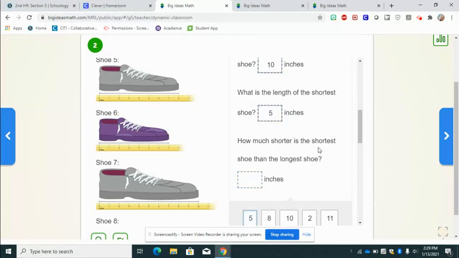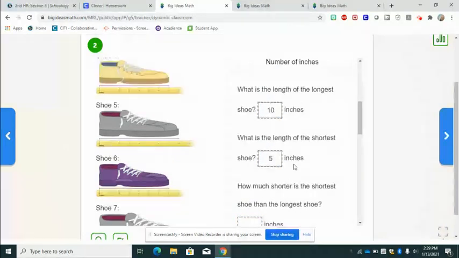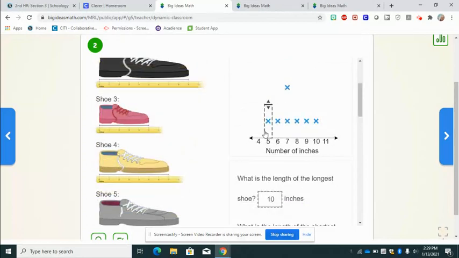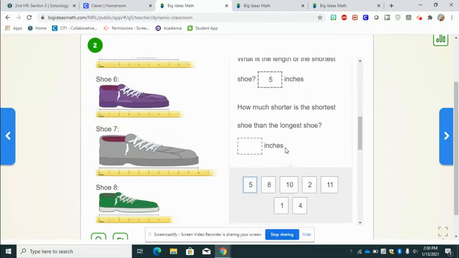How much shorter is the shortest shoe than the longest shoe? So the shortest was 5 and the longest was 10. And I know that 10 is 5 more than 5 because 5 plus 5 equals 10. So it is 5 inches shorter.